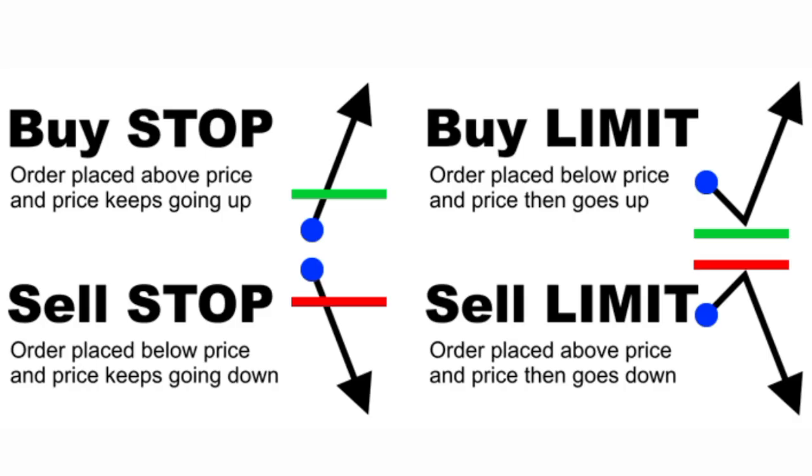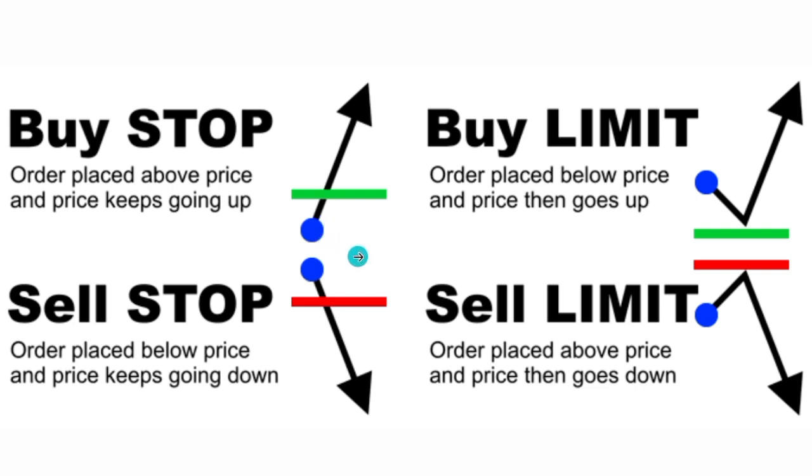So this gives us some simple terminologies we'll be seeing in the market, and we'll be implementing all of these. We have the buy stop, the sell stop, the buy limit, and the sell limit. So the buy stop: order placed above price, and price keeps going up. The buy stop is just as the arrow is, you put your buy at this point, and as the trade gets to this point, it is going to buy.